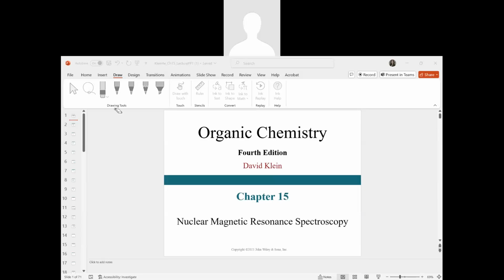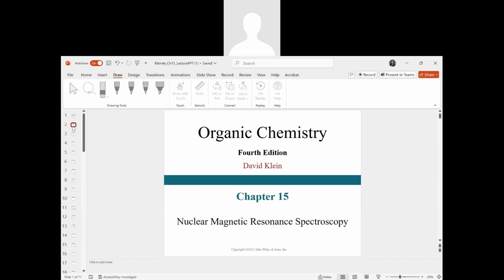In Chapter 15, our textbook introduces us to what's referred to here as nuclear magnetic resonance spectroscopy. So similarly to infrared spectroscopy, we're going to be utilizing a source of electromagnetic radiation and seeing how matter, or our compound of interest, interacts with that electromagnetic radiation. For nuclear magnetic resonance, NMR spectroscopy, we utilize radio waves, whereas with infrared spectroscopy, we utilized infrared radiation.